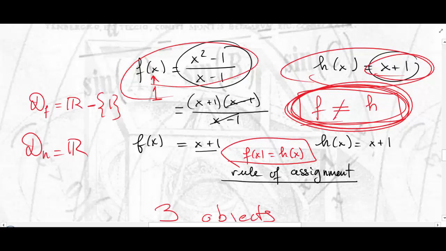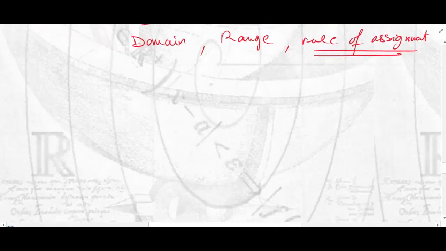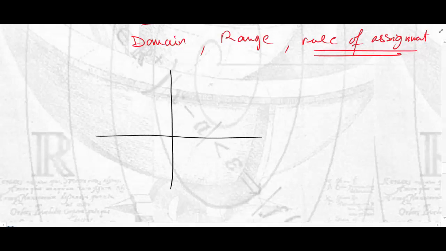It's not going to do anything with it. If you put 1 inside h, it's going to spit back 2, okay? Let's look at the graph right here quickly. I know how to graph x plus 1. It goes like this. So this is a graph of y equals h of x.